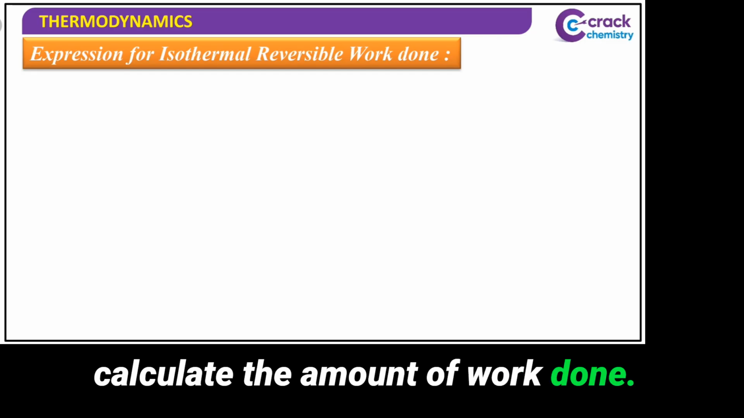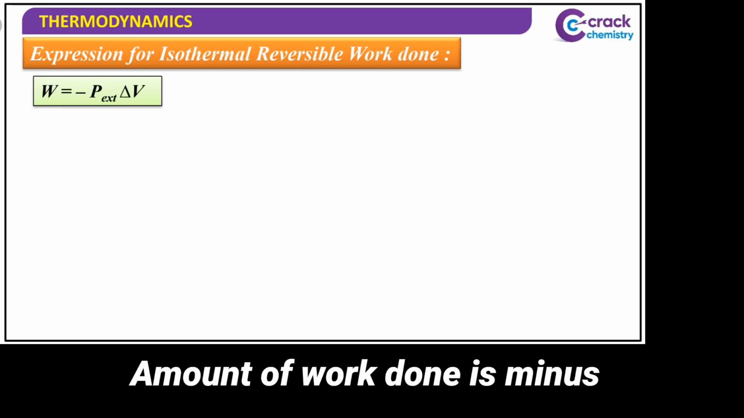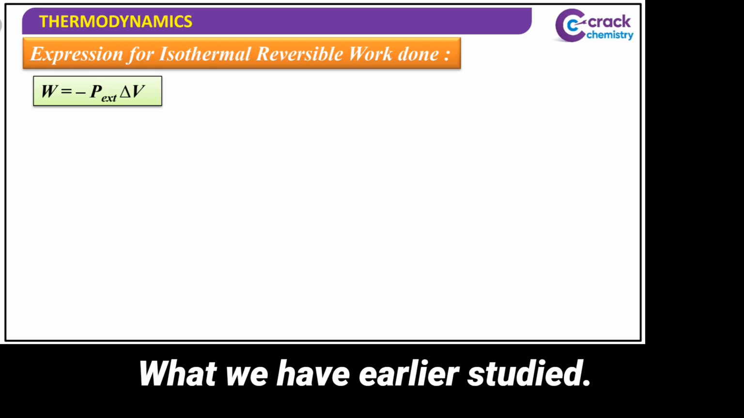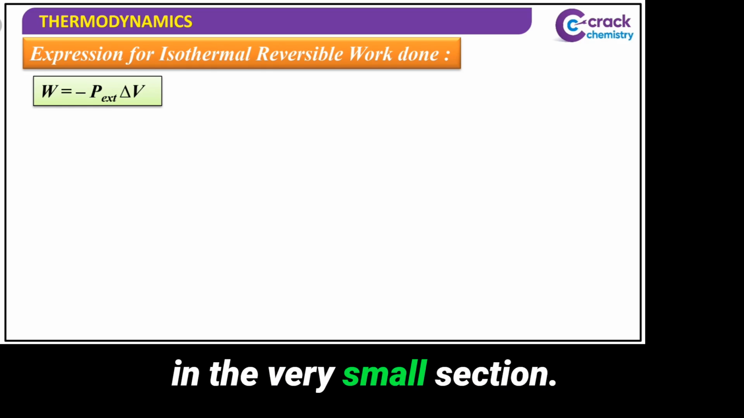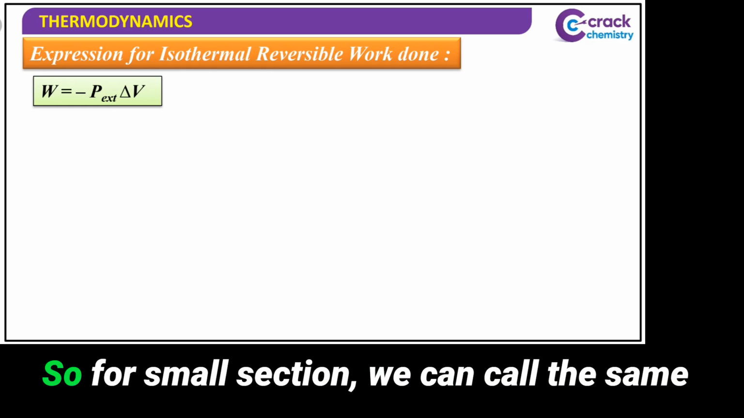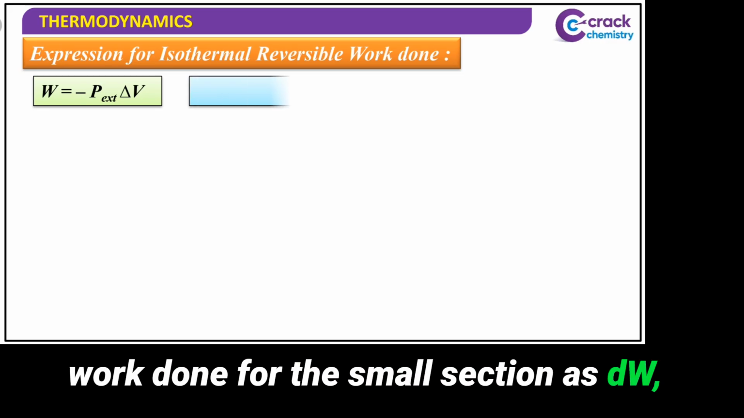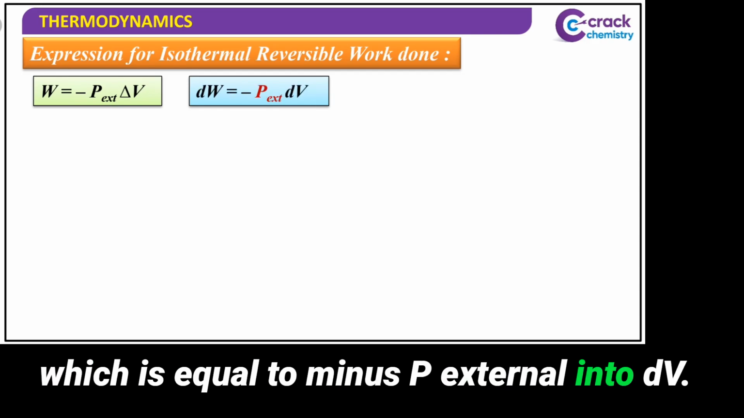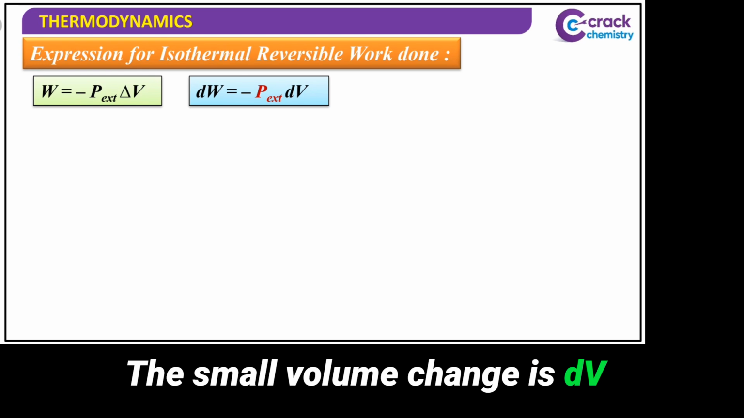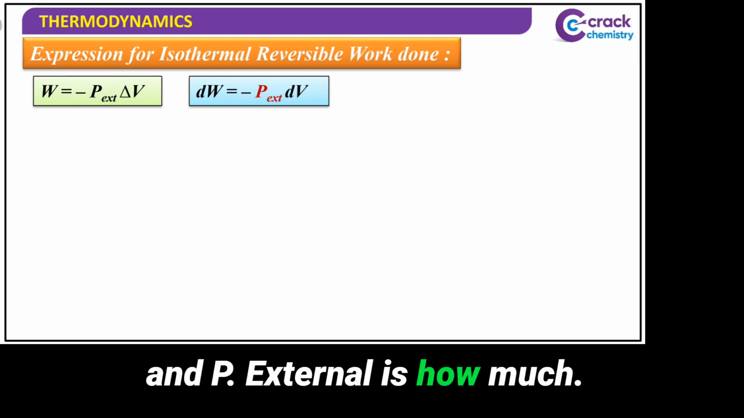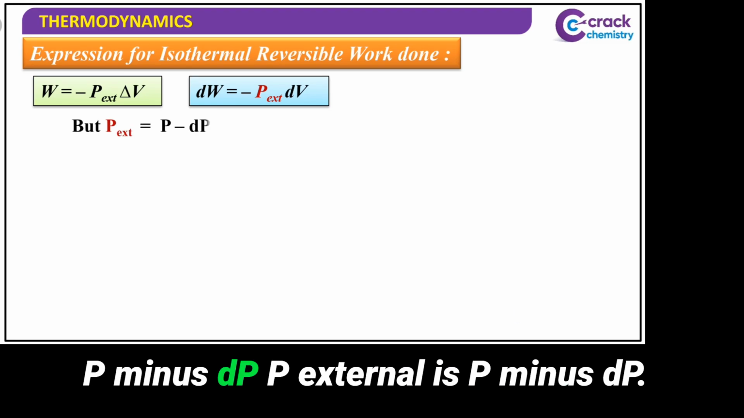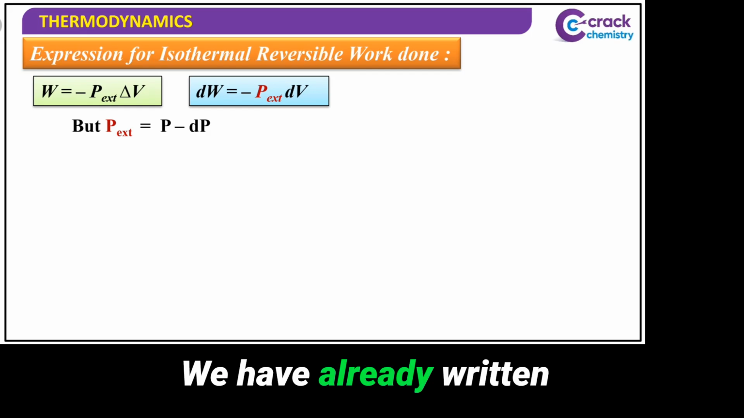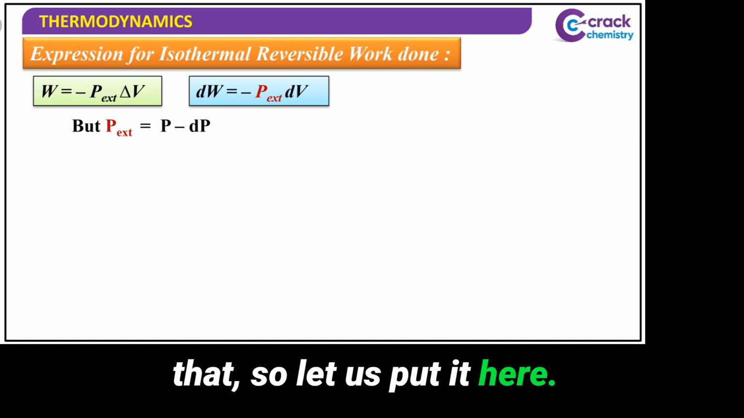Let us calculate the amount of work done. The amount of work done is minus P external into delta V, right? What we have earlier studied. So let us use the same formula for a very small section. For the small section we can call the work done dW, which is equal to minus P external into dV. The small volume change is dV, and P external is how much? P external is a little bit lesser than P, so P external is P minus dP. We have already written that.